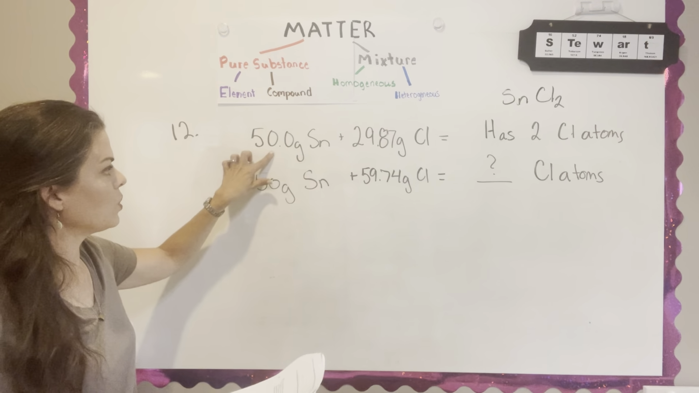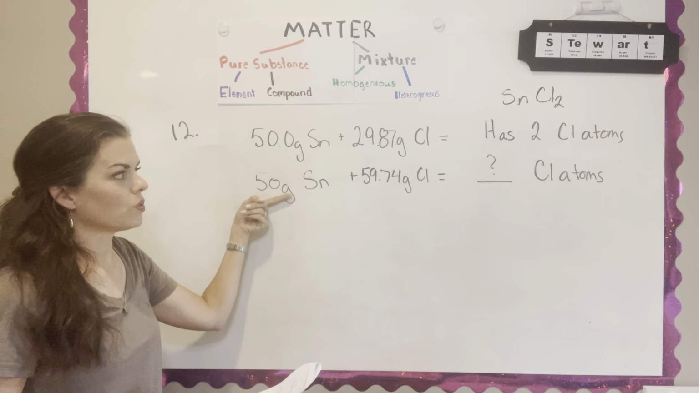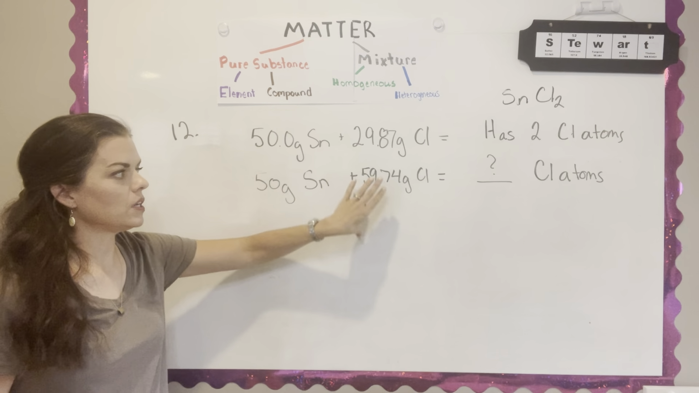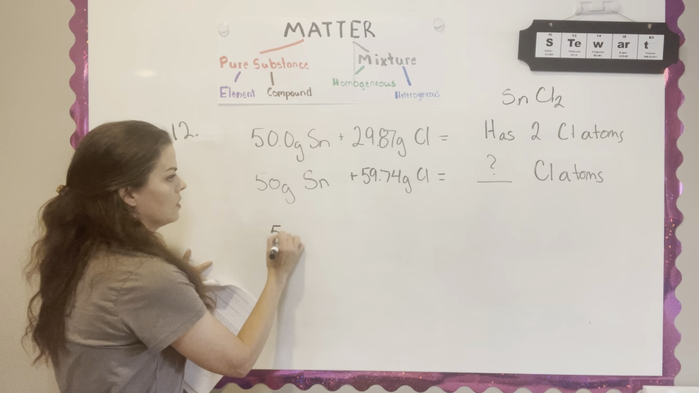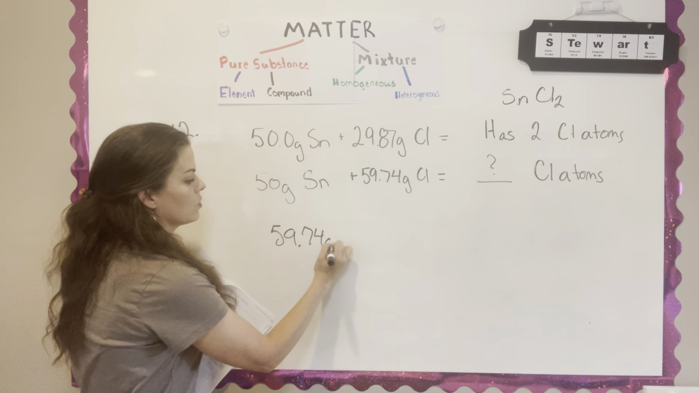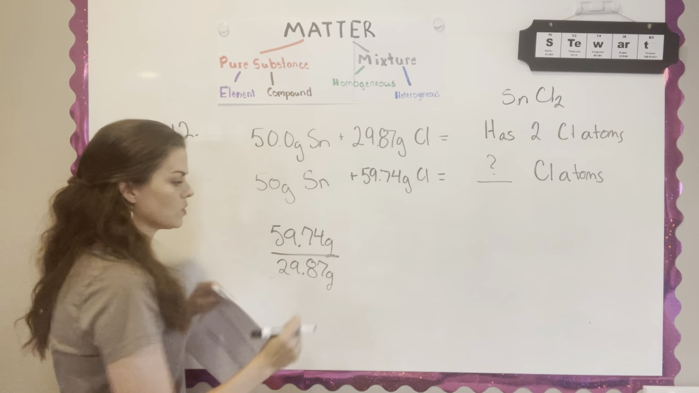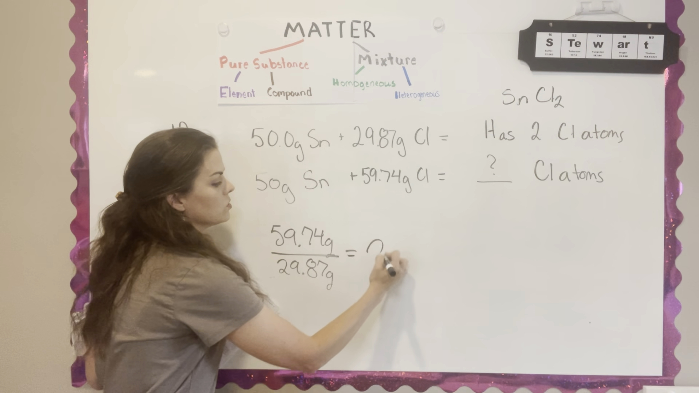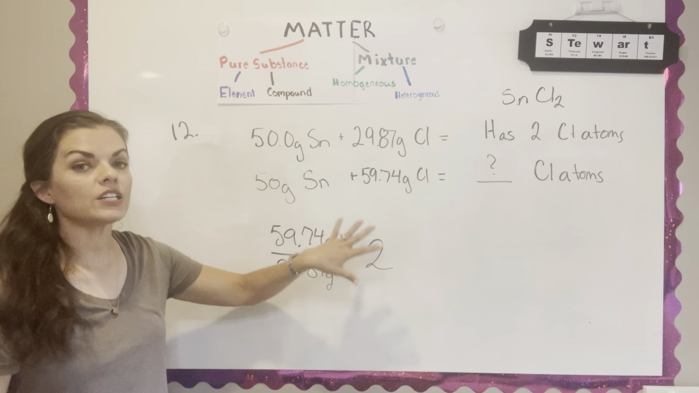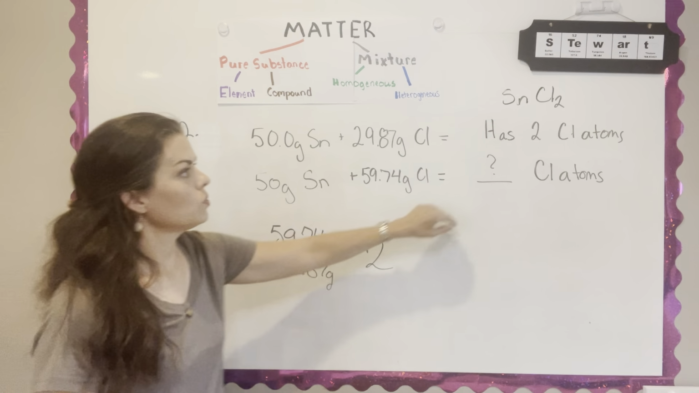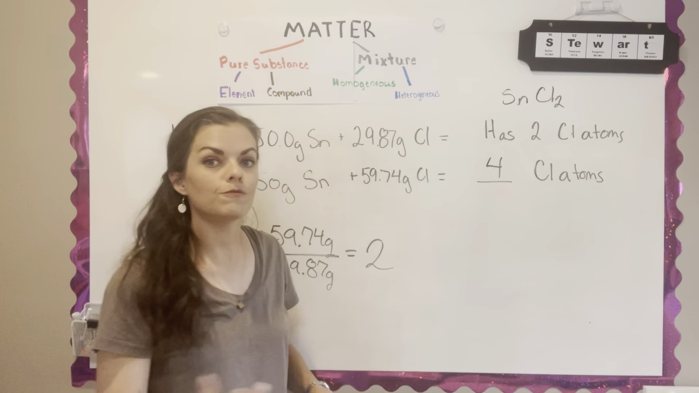Now, I know that both of these, I have the same amount of tin. I have 50 grams of tin in both. So I want to figure out what is happening between the chlorine. So I'm going to compare 59.74 grams on the second one to 29.87 grams of chlorine. This actually equals 2. So I know that the second equation has twice the number of chlorines. So when this one has 2 chlorines, this one must have 4.